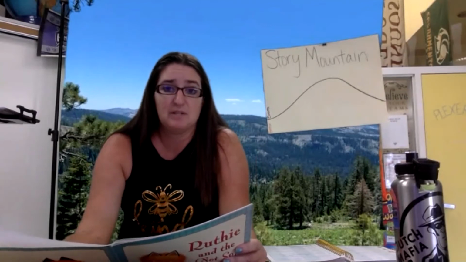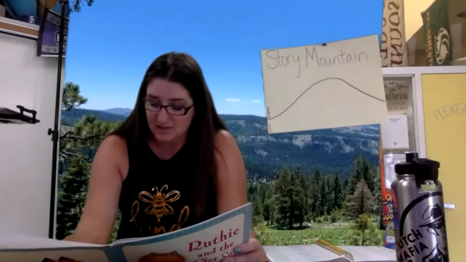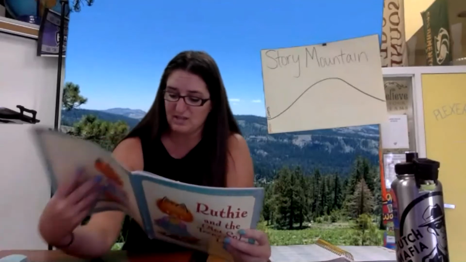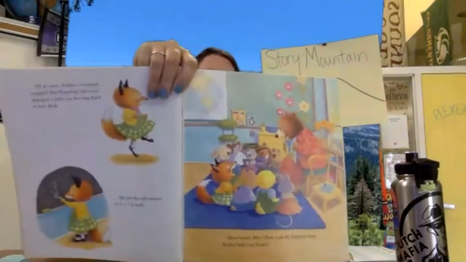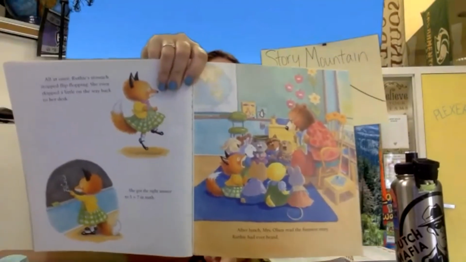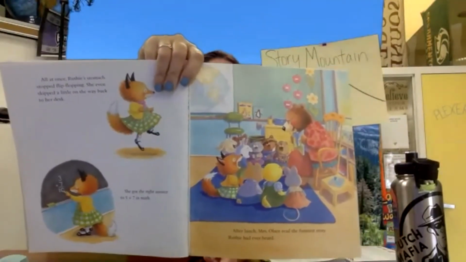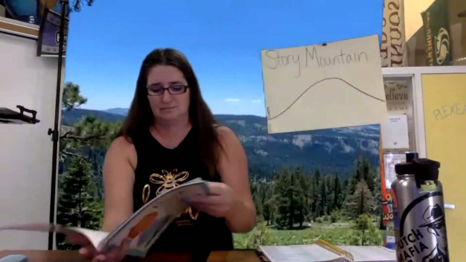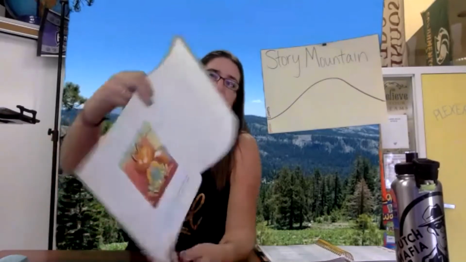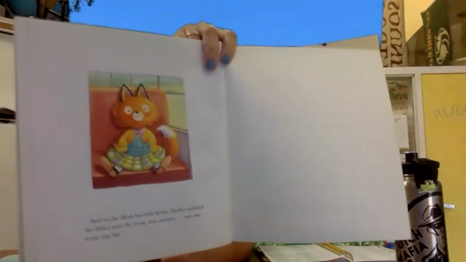All at once, Ruthie's stomach stopped flip-flopping. She even skipped a little on her way back to her desk. She got the right answer to 3 plus 7 in math. After lunch, Mrs. Olson read the funniest story Ruthie had ever heard. And on the short bus ride home, Ruthie realized she didn't miss the teeny tiny camera. Not one teeny tiny bit.